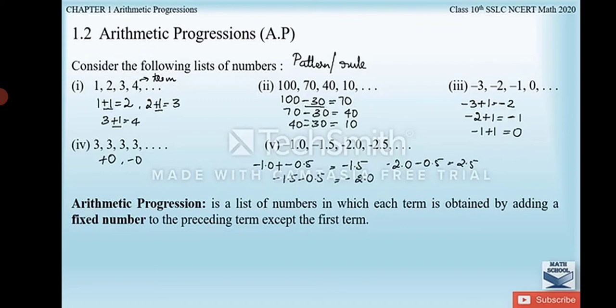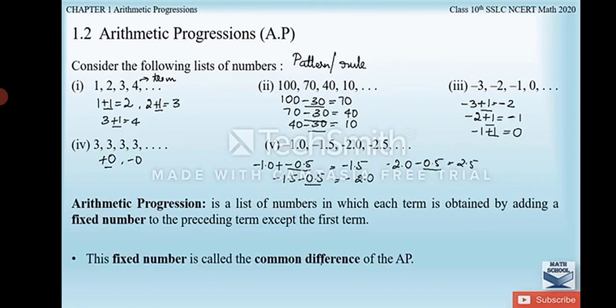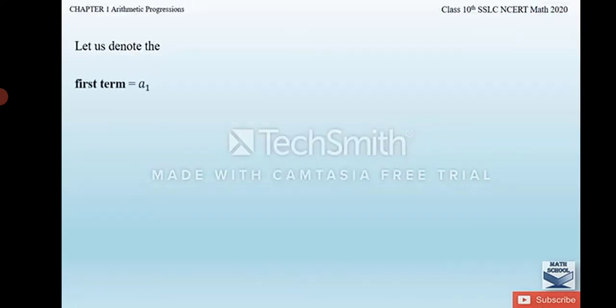Here you can see that the fixed number which is added is plus 1. Plus 1 is the fixed number. Here minus 3 is the fixed number. Similarly, here plus 1 again. Here 0 is the fixed number which is added or subtracted, and here again minus 0.5 and minus 1 by 5 are the fixed numbers. This fixed number is called the common difference of the AP, and it can be either positive or negative, as we see in these examples.